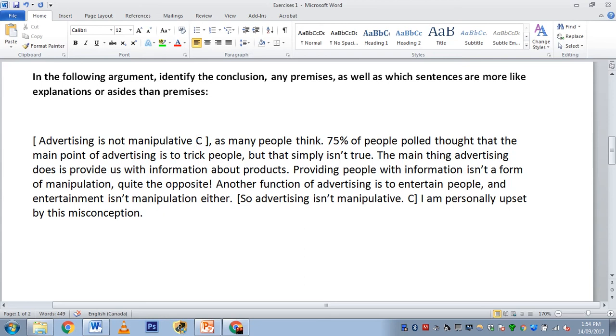If this argument is successful, what it shows is that advertising is not manipulative. Not that many people don't think it, right? So all the evidence presented is pointed at the idea that advertising is not manipulative. It's not pointed at the idea that people don't think that. That's very odd and kind of irritating.